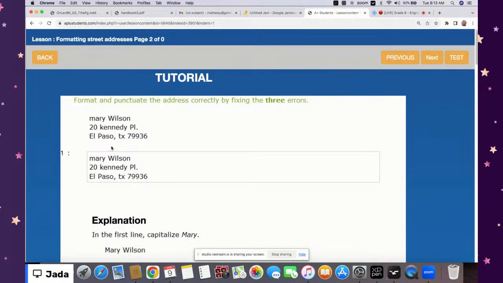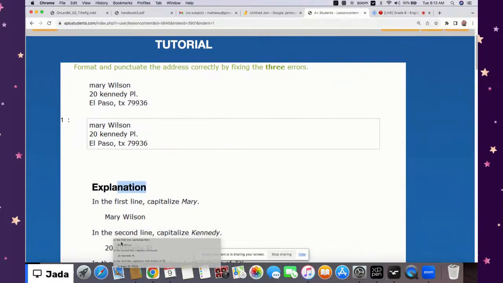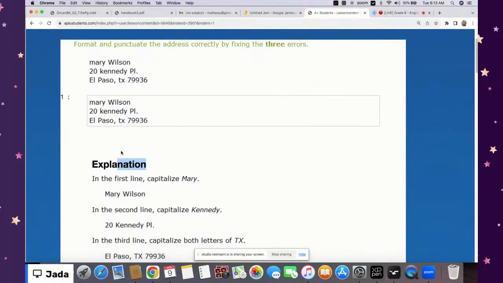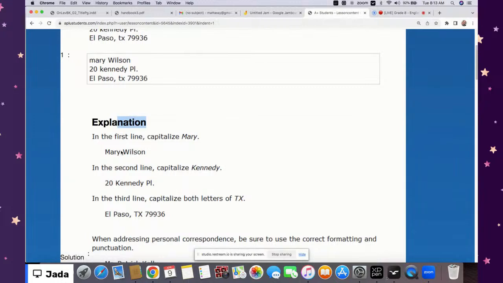Now, look at this one. You have Mary Wilson, and Mary is in small letters, so you have to make sure that Mary is capitalized, of course. It's the name of a person. And then you have Kennedy in small letters, and that's the name of the street, so you have to make sure it's in capital letters. And then in the third line you have TX Texas in small letters. Of course, you have to make the state in capital letters. So that's what you do.